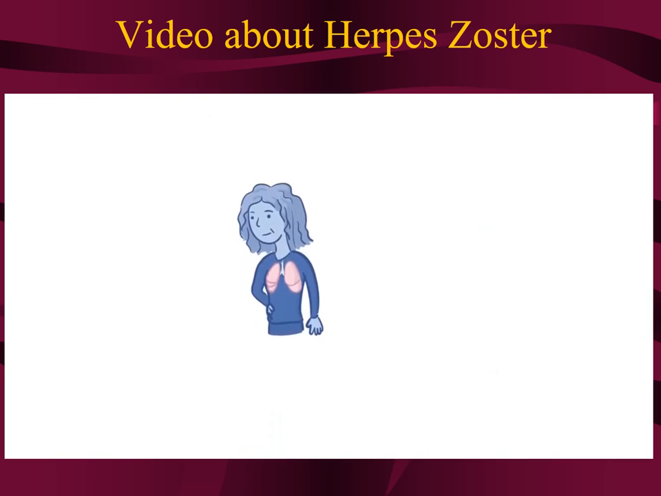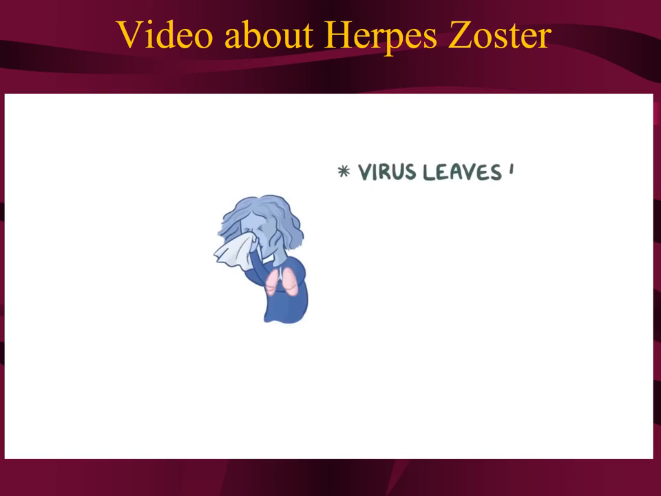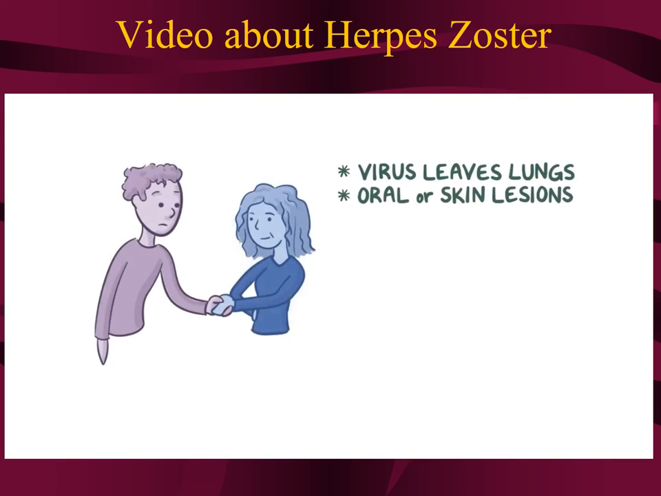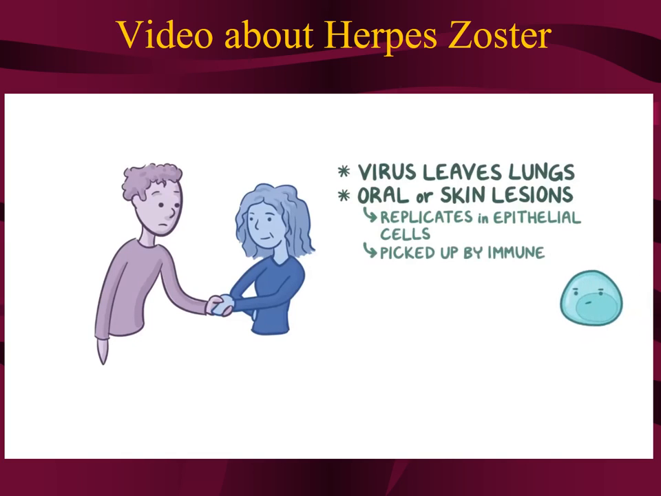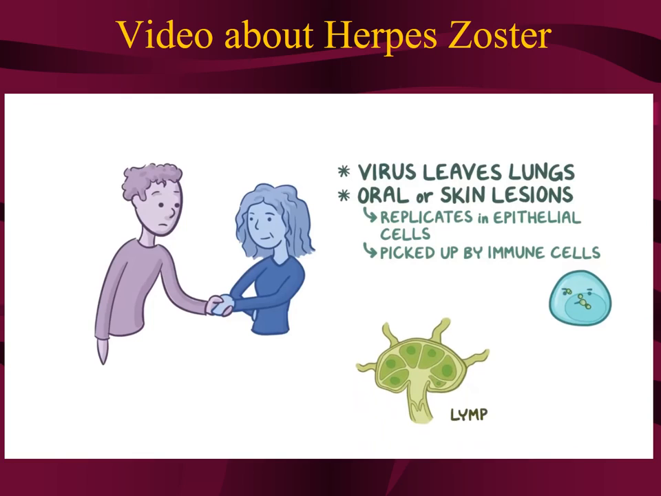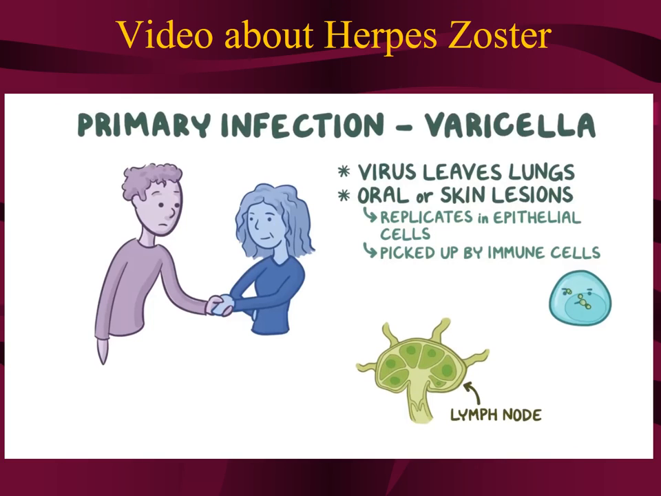When an infected person sneezes or coughs, the viruses leave the lungs and get released into the air. The virus can also be transmitted through contact with the oral or skin lesions of the infected person. When the virus comes into contact with the respiratory mucosa or the skin of a new person, it starts replicating in the epithelial cells. It soon gets picked up by nearby immune cells and gets transported to a nearby lymph node. The virus now causes primary infection called varicella, or chickenpox, and it has two stages, primary viremia and secondary viremia.